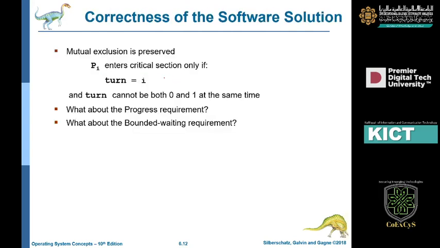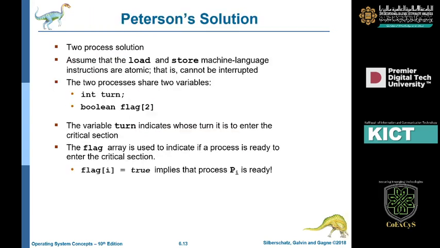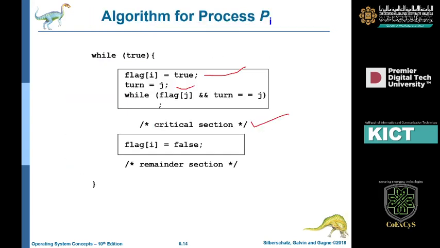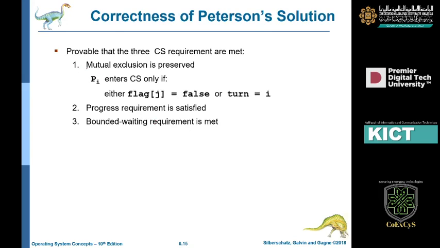So when we're looking at whether the algorithm works or not, we consider the correctness of the software solution. We look at mutual exclusion, we look at progress, and we look at the bounded waiting requirements, right? If these are all satisfied, then this is true, right? Then we say the algorithm is correct, right? It's the same thing with Peterson's solution, right? So we have mutual exclusion, we have progress and bounded waiting, right?